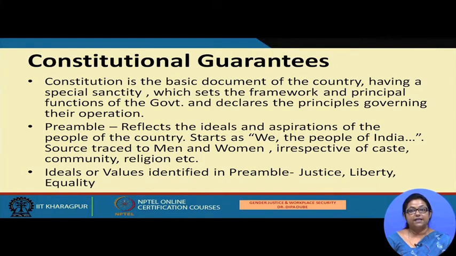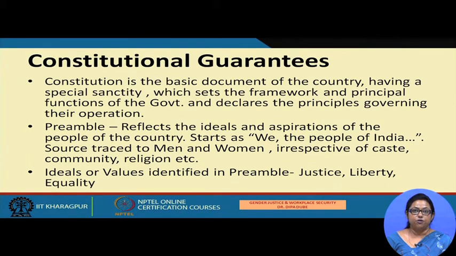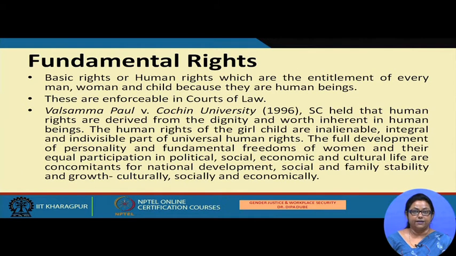The ideals or values which have been identified in the preamble have been enumerated as justice, liberty and equality. So, it would be the endeavor of the state to ensure that each of these values or ideals are realized in the process of the working of the government. That is the basic start of the Constitution, whereby it tries to realize certain goals and it makes all men and women a partner in the process to whom such justice, liberty, equality are to be ensured and the consequent responsibility of the state towards that regard.